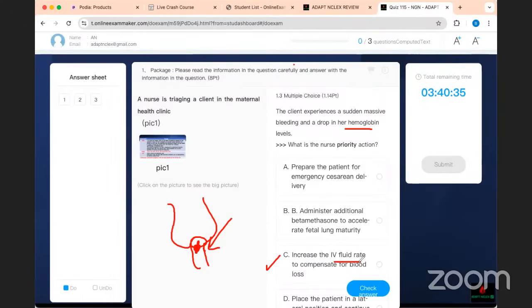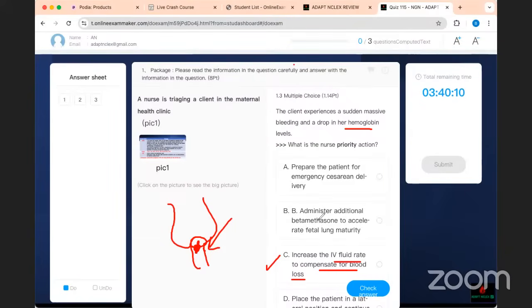Increasing fluid rate to compensate for the blood loss. Fluid cannot compensate for the blood loss, no matter what. You will need fluid and blood and everything. The answer choice is not complete. It does not make sense. Giving just fluid will not help with this situation. So we have to do something better. Okay, you have to do something better.